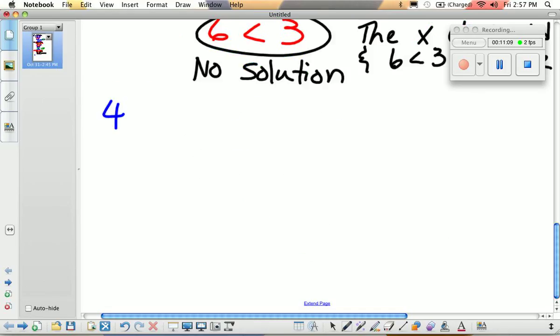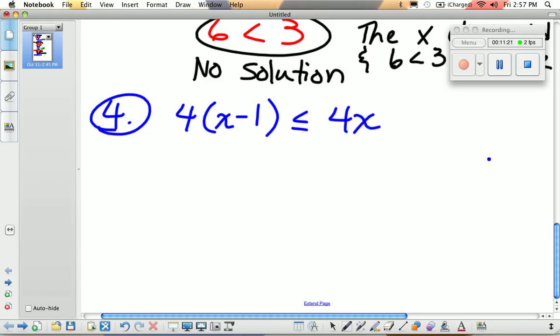Number 4. We are going to solve 4 times the difference of x and 1, and that is less than or equal to 4x. So we need to do some distributive property first, so simplifying first, and then we'll go to work solving it. What first move do you want to make this time?